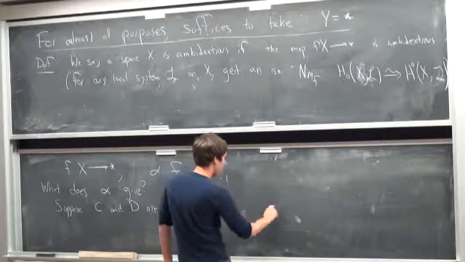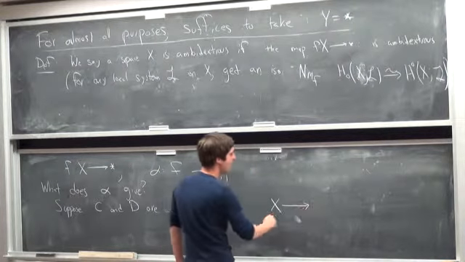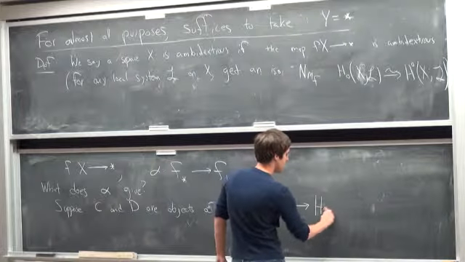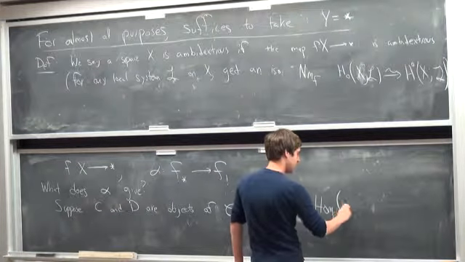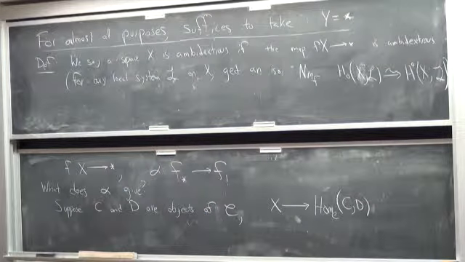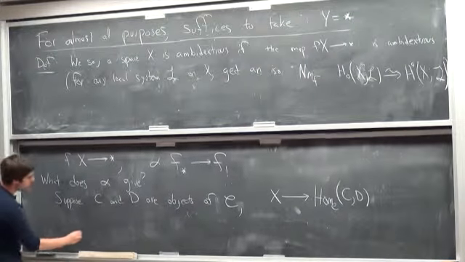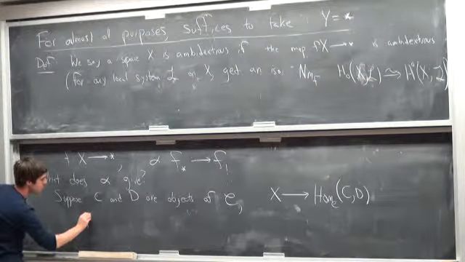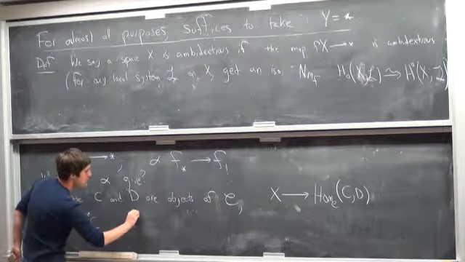And suppose we have a map from X to the collection of morphisms from C to D. So we've got some family of morphisms from C to D which is parametrized by the space X. So here's what I want to do. So let's take F upper star of C and F upper star of D.